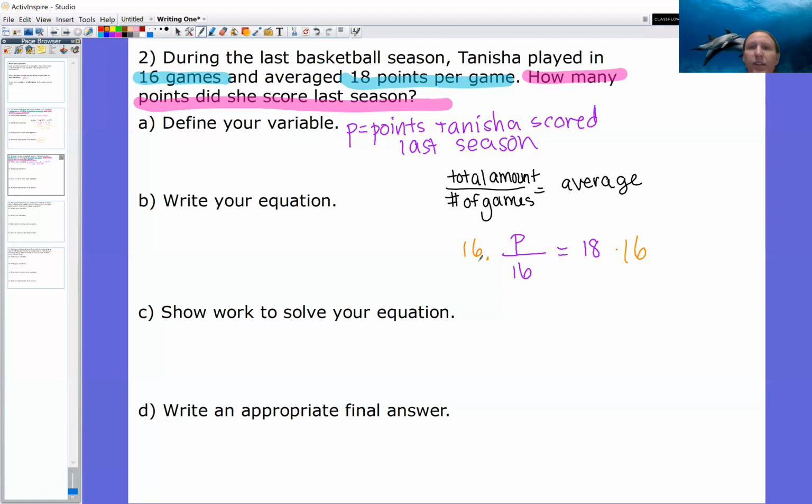And 16 on top with the 16 on the bottom, that reduces to 1. I'm totally using my calculator right now because P equals 288. Okay, and this was number of points she scored. So Tanisha scored 288 points.